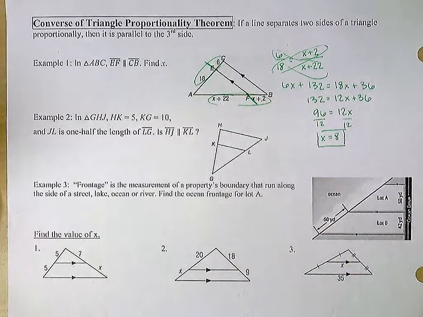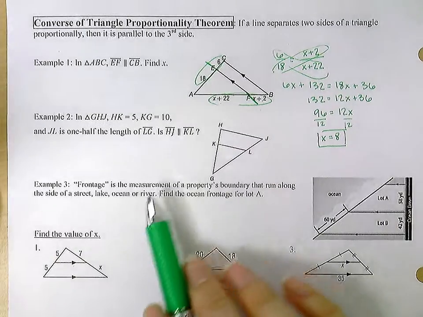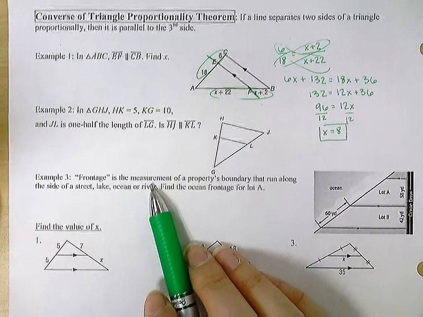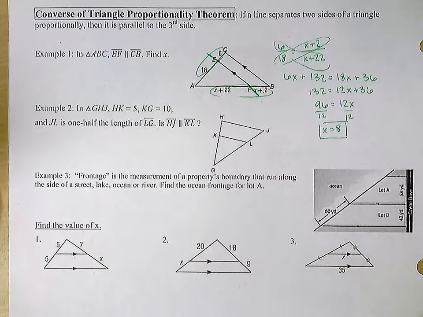to get x is equal to 8. Okay, questions on how I did example 1, how I set up my proportion, how I solved for x? All right, then we're going to look at example 2.